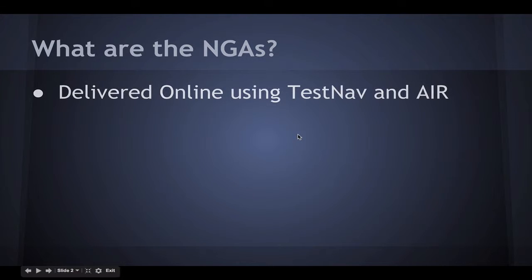Essentially, we're looking at two test environments that will be used for online testing starting in February 2015. The two environments are TestNav and AIR. AIR stands for American Institute of Research. The TestNav environment is used by the PARC Consortium and will be for testing in English language arts and mathematics, and the AIR environment in Ohio is being used for science and social studies.